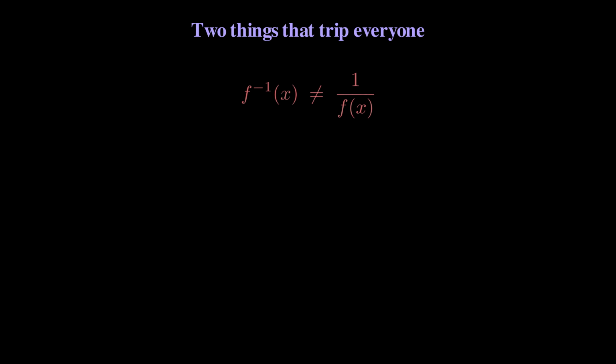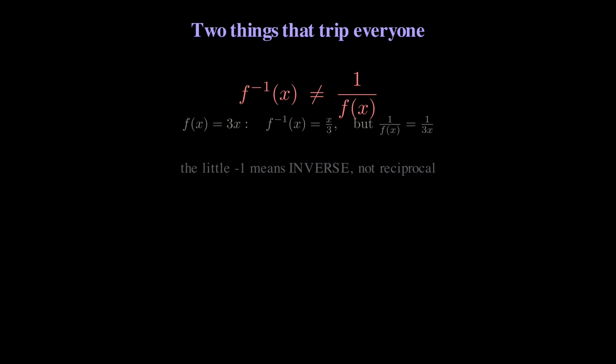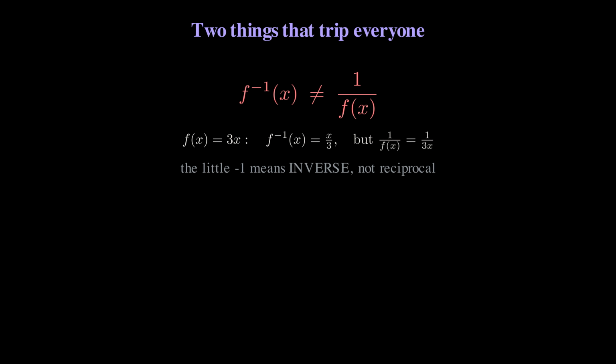2 edge cases that quietly wreck answers. First, a notation trap. f inverse is not 1 over f. That little minus 1 is not a power. It does not mean reciprocal. For f of x equals 3x, the inverse is x over 3. The undo. 1 over f would be 1 over 3x. A totally different thing. Inverse undoes. Reciprocal divides. Keep them apart.